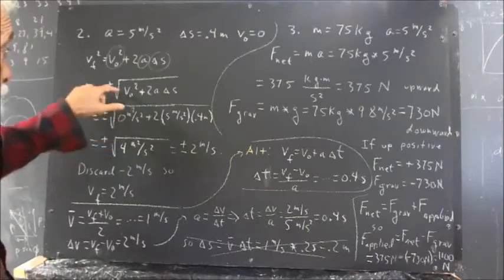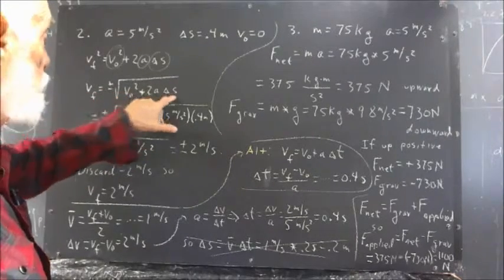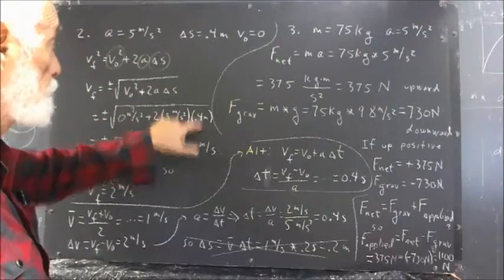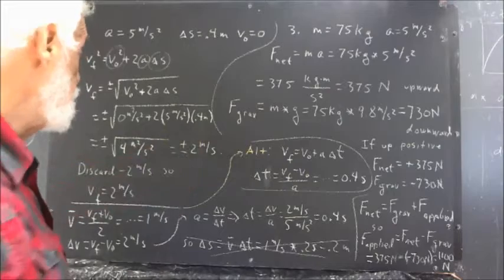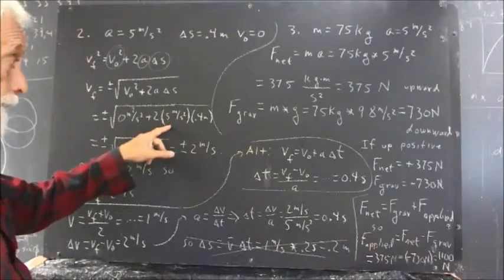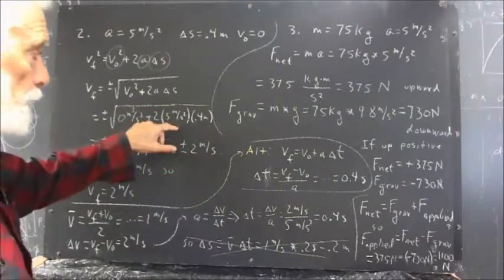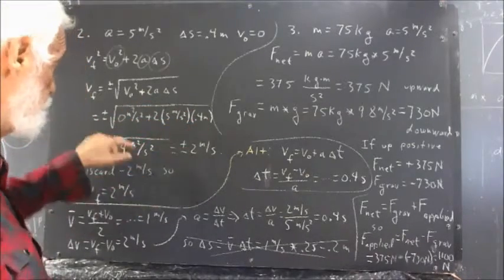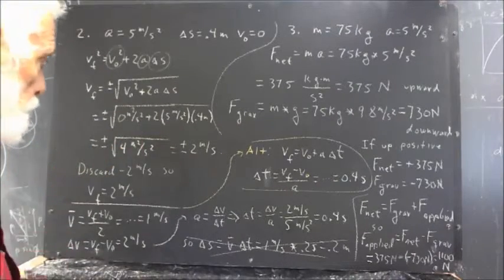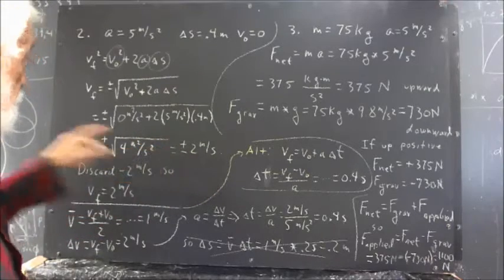V naught is 0, so V naught squared is 0 meters squared per second squared. 2A delta S is 2 times the acceleration, 5 meters per second squared, times the 0.4 meter delta S. We multiply this out, and we get 2 times 5 is 10 times 0.4 is 4. Meters over second squared multiplied by meters is meters squared over second squared. And we take the square root, we get 2 meters per second, again with the plus or the minus.